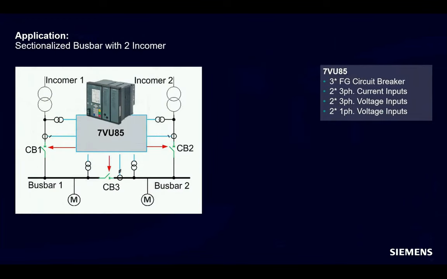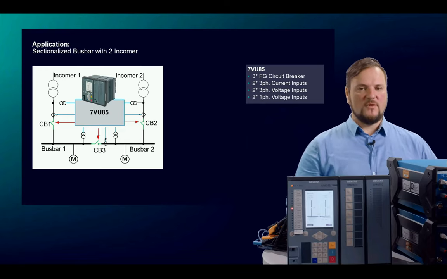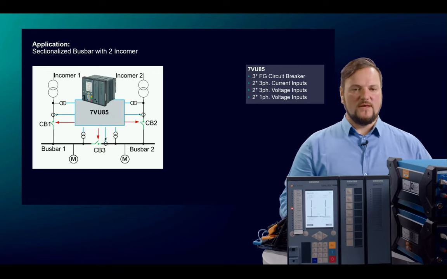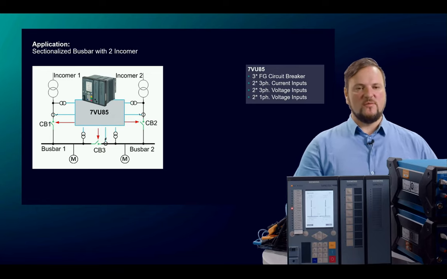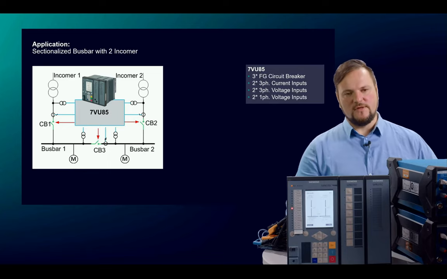And then we come to the application with two incomers and one sectionalized single busbar. This is the application we want to discuss and test today together with Florian. For this special application, we need three circuit breakers. It could be two normal circuit breakers and one circuit breaker without current. The advantage is that we do not need to measure the current for the sectionalized CB, so we can reduce the current inputs on the device.